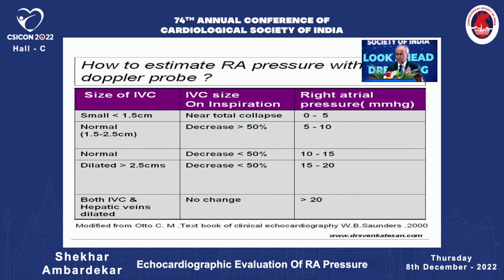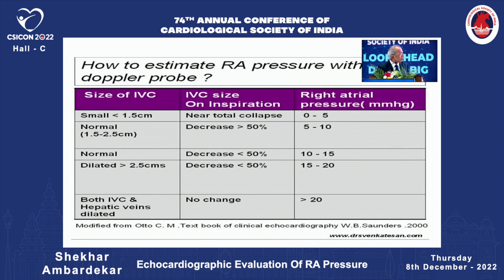Now earlier, friends, if you remember, this was the textbook picture. They measured the IVC, smaller IVC, that's less than 1.5, and near total collapse, the pressure was considered as 0 to 5, and so on. As the IVC diameter was more and more, and depending on the collapse, the pressure was estimated as 0 to 5, 5 to 10, 10 to 15, 15 to 20, and more than 20.